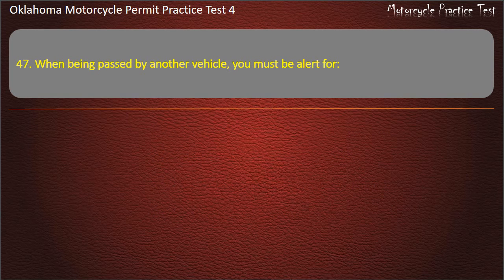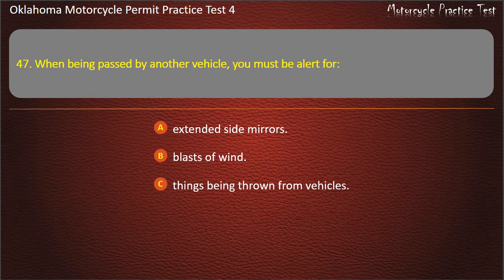Question 47. When being passed by another vehicle, you must be alert for extended side mirrors, blasts of wind, things being thrown from vehicles, all these answers are correct. Answer. All these answers are correct.